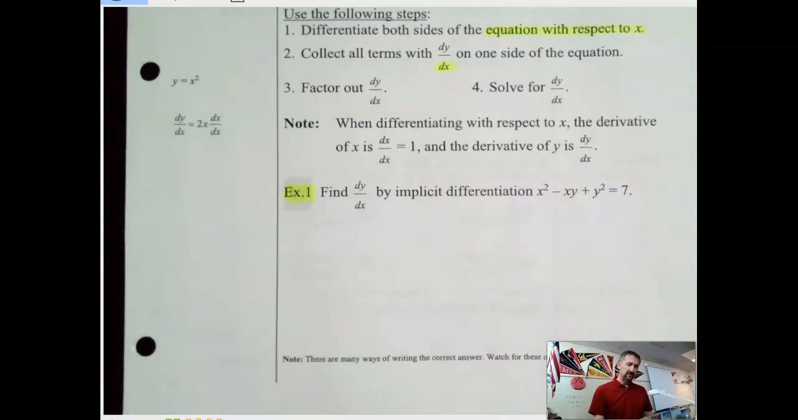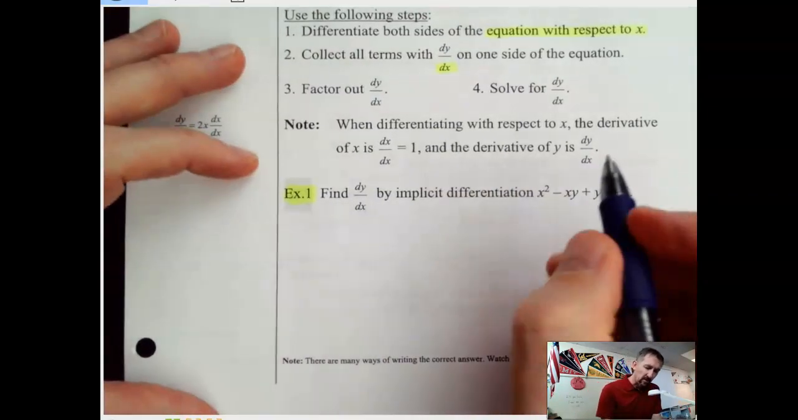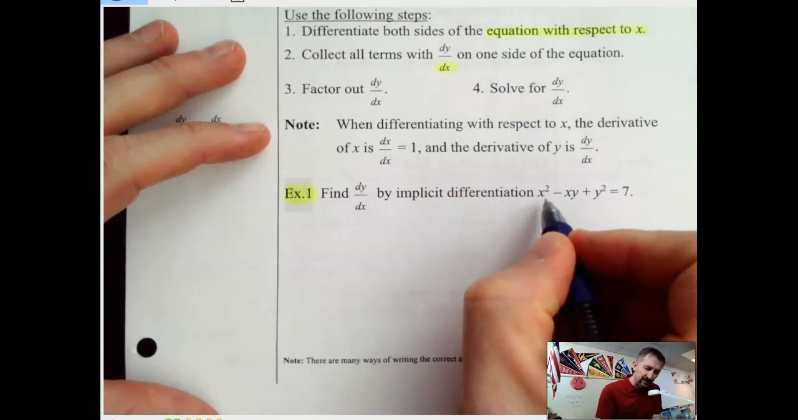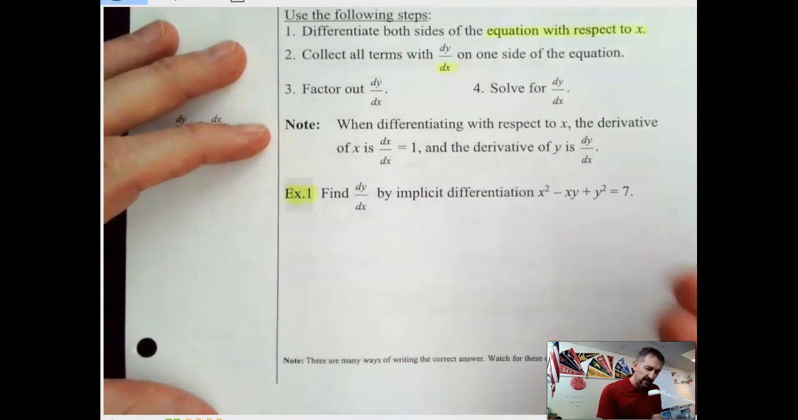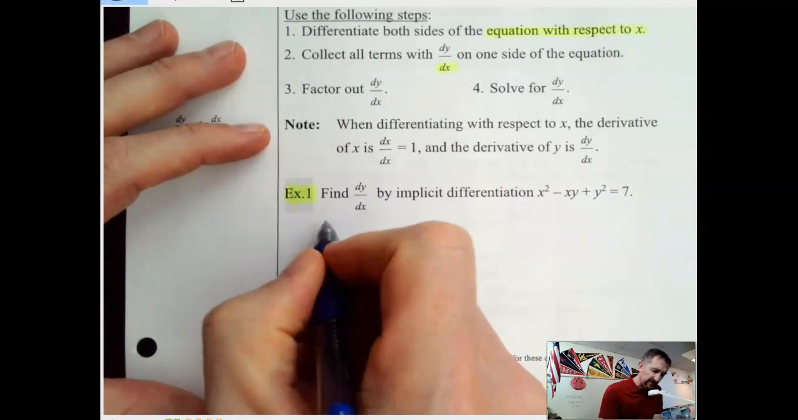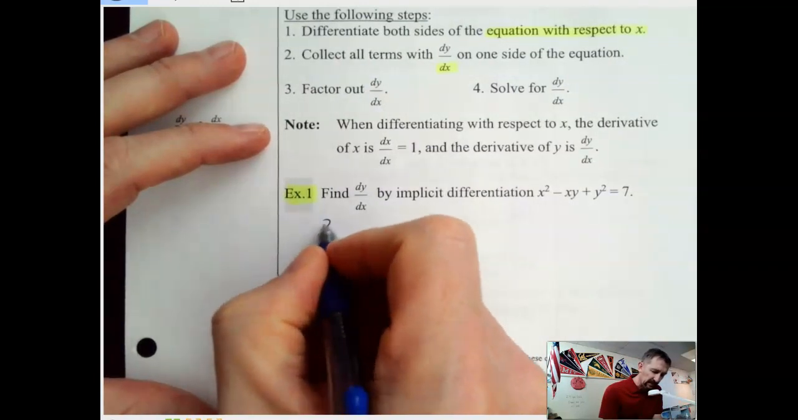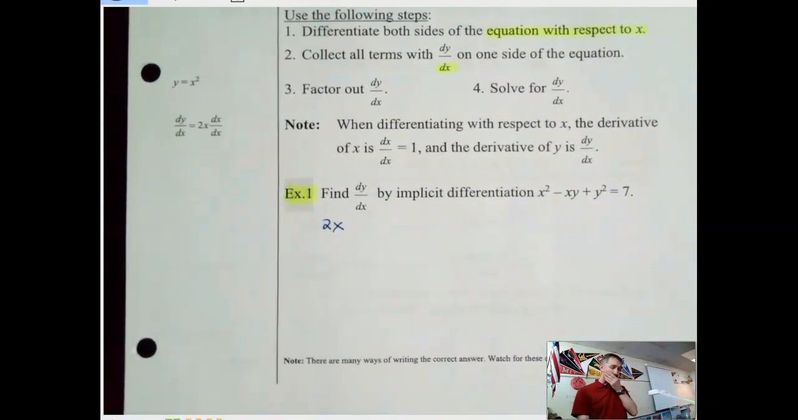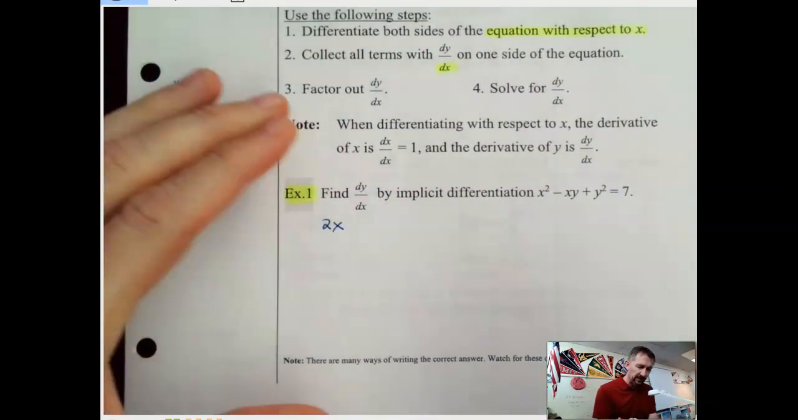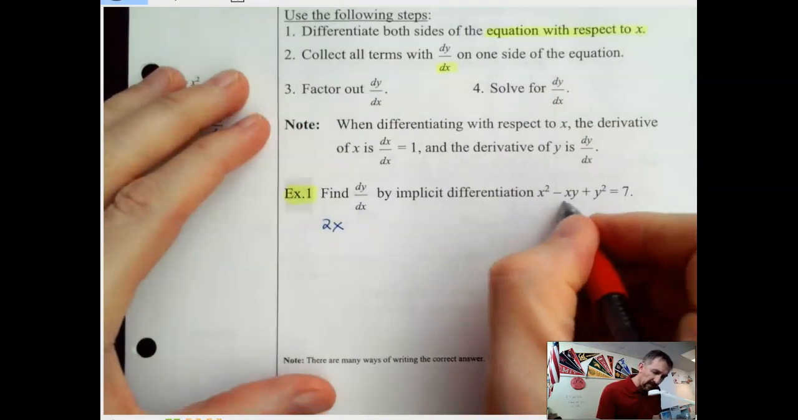So let's try this out. What you're going to do is look at each term and take the derivative with respect to x. So the first step, super easy. The derivative of that is going to be 2x. All right. Now, this next part is a little bit trickier. So we want to be careful here.